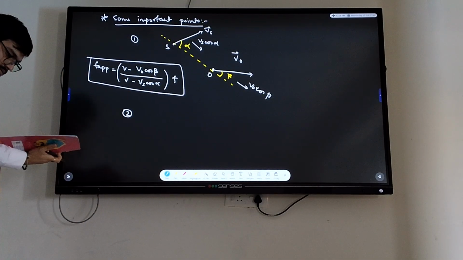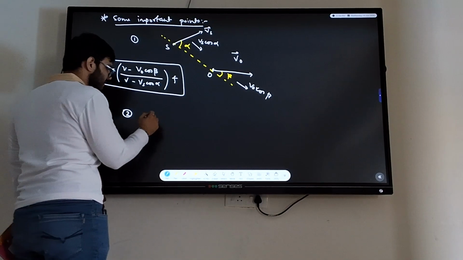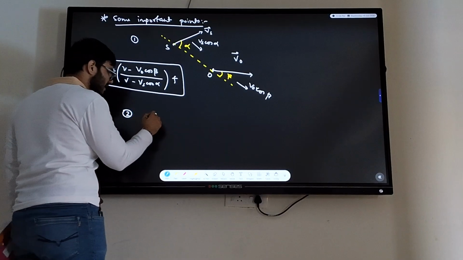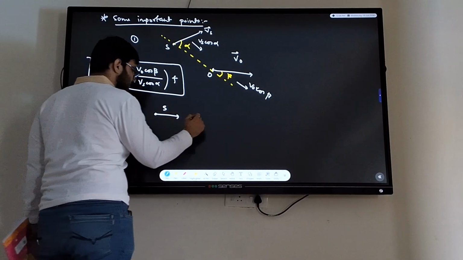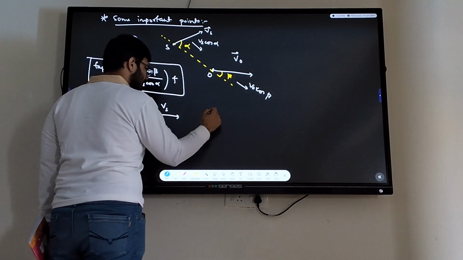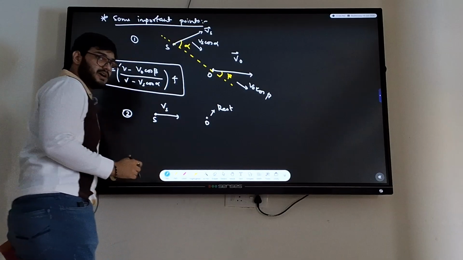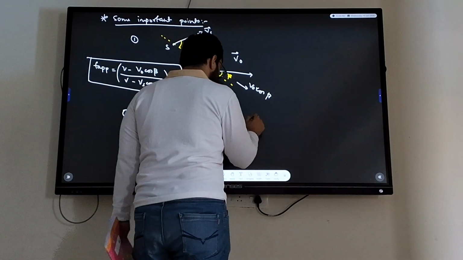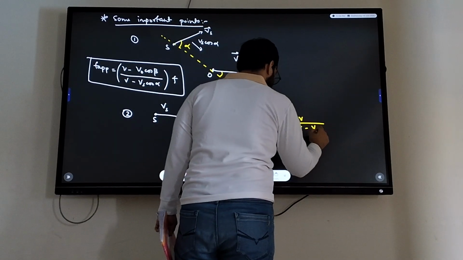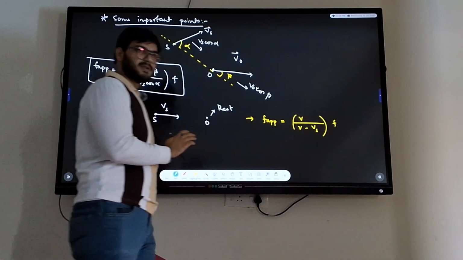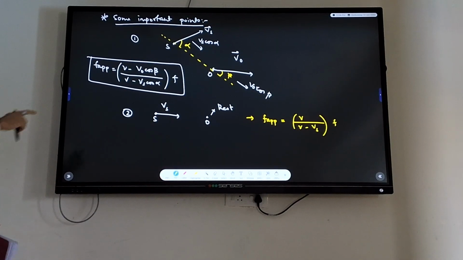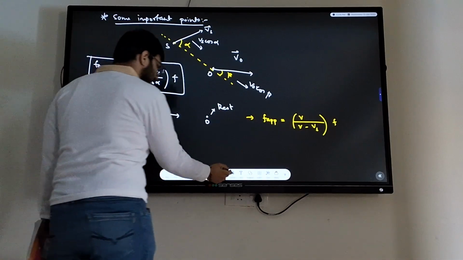So let's take this case. I'm going to take two situations and let's talk about that. Let's say you have a source which is moving towards you with a velocity of Vs and you are at rest. We found this formula yesterday, and the formula that we found was something like F apparent is equal to V over (V minus Vs) into F. Is this correct? Please check. Yes, this is the formula that we found yesterday, na? For this situation.